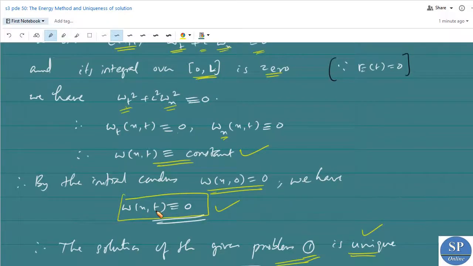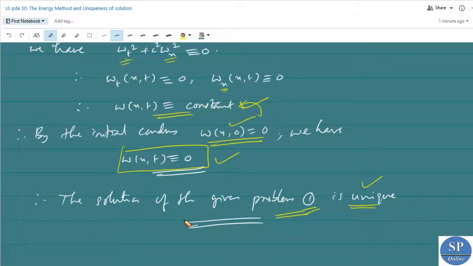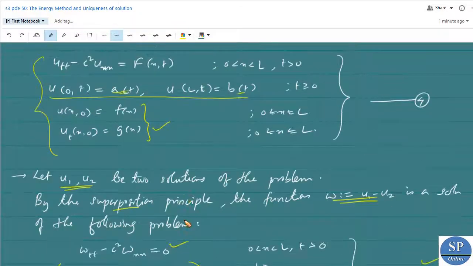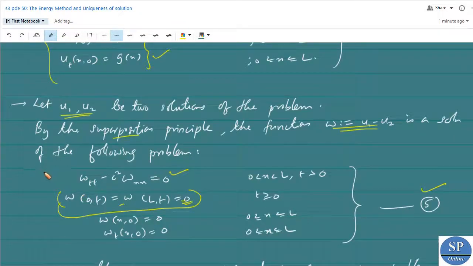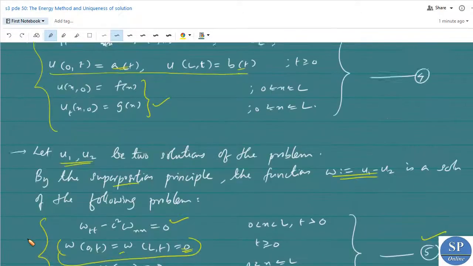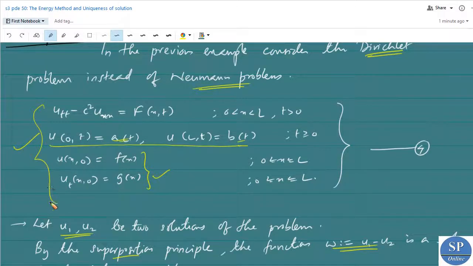In that case we can say that W equals 0, because W is a constant and W(x, 0) is 0. That is, when t equals 0 we have W equal to 0, and this is a constant, which implies W(x, t) is identically equal to 0. That means the corresponding homogeneous problem with homogeneous boundary conditions has only the solution W equal to 0. That means the solution of the given problem is unique.